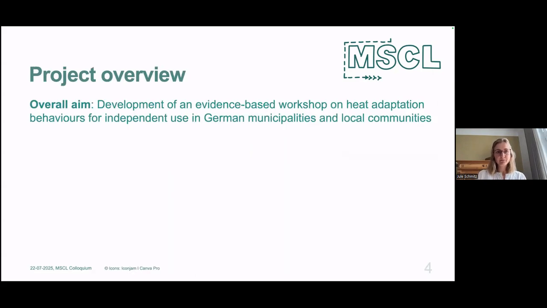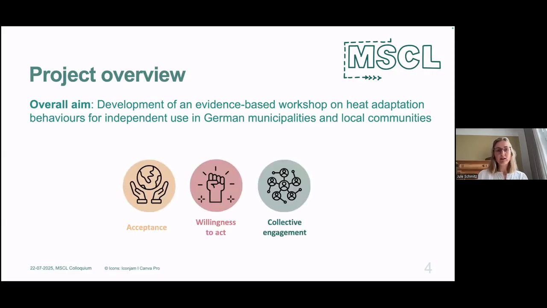And this is where our project comes in, as it aims to develop an evidence-based workshop on heat adaptation behaviors for independent use in German municipalities and local communities. And the workshop itself aims to increase participants' acceptance of heat adaptation and climate protection measures, their willingness to take action on heat adaptation in their own neighborhoods, and to collectively engage in heat adaptation measures. So therefore, it was crucial in our workshops that we also provided the opportunity for networking within the workshop setting.